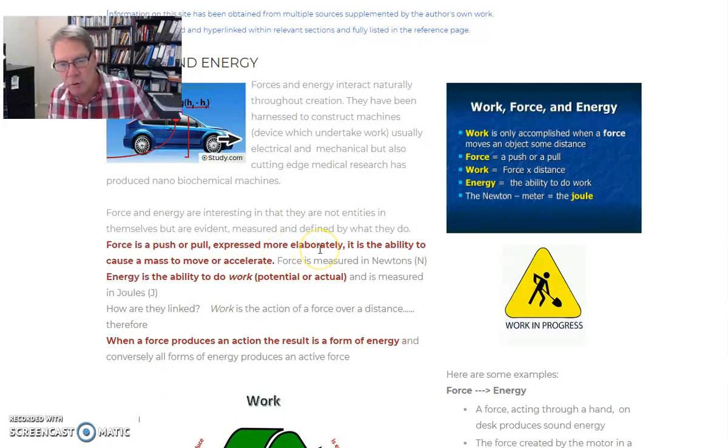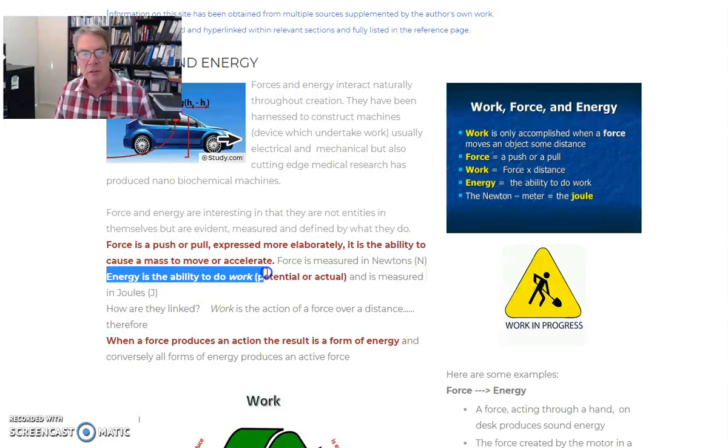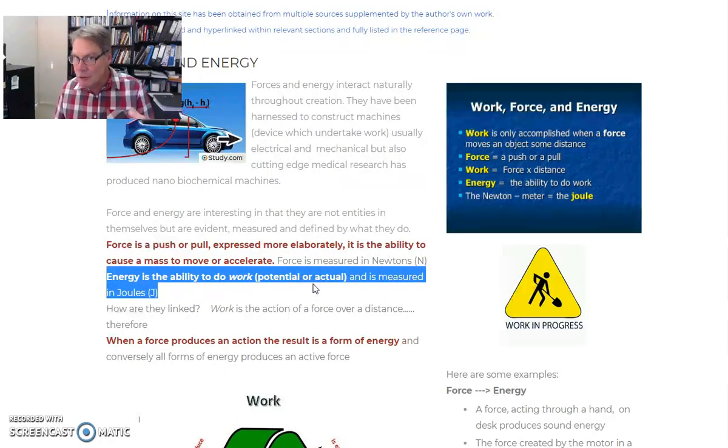And so a push or a pull makes something generally move, and when these things have movement, it has a form of energy. So force causes energy to go forward. Now, energy is an interesting thing. Energy is not a defined physical thing. It's an ability. It's to do something. Energy is defined as the ability to do work. So it has a potential to do work, say it's stored, or it actually is doing some work right now, and we can measure that as well.